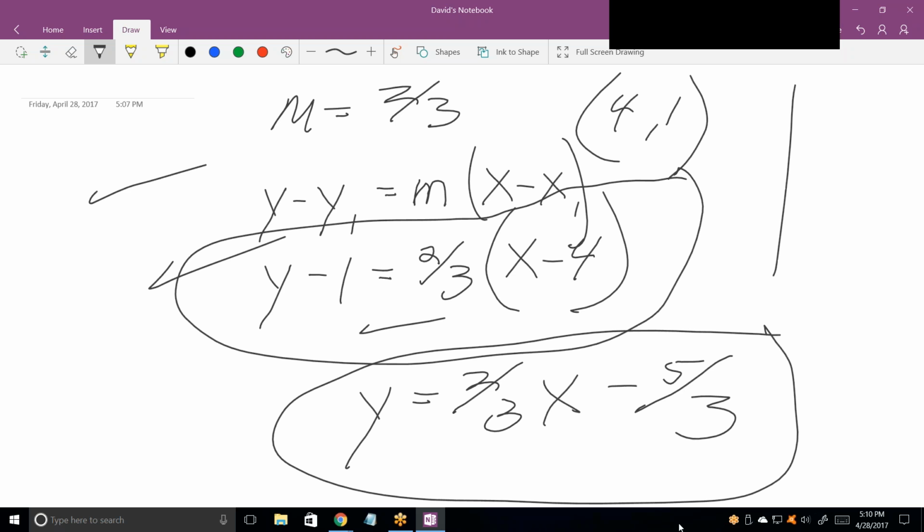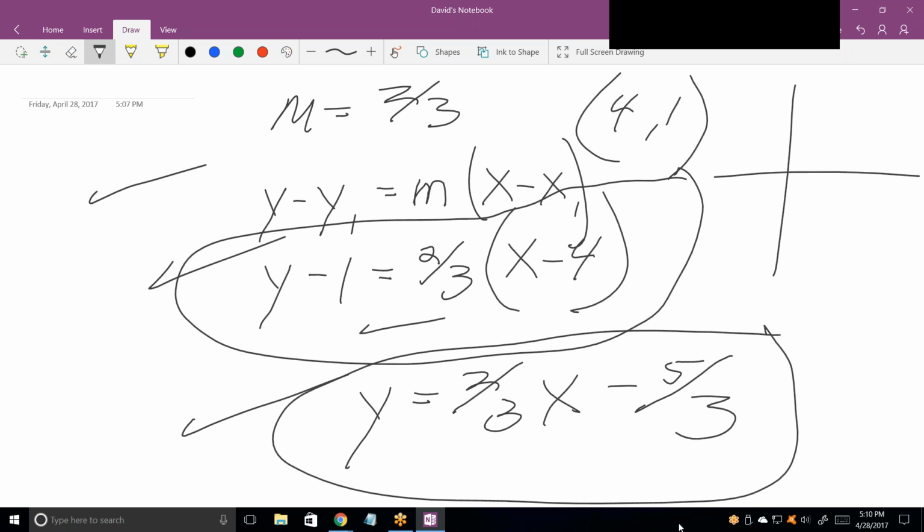Wait, what's happening? 2/3 times 4 is 8/3. Negative 8/3. So you have y minus 1 equals 2/3 x minus 8/3. Then you bring the 1 over, plus 1. So y equals 2/3 x minus 5/3. Correct. Now, the reason I wanted to put it in that format is because I know how to graph that real easily.